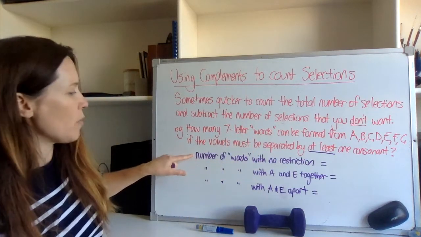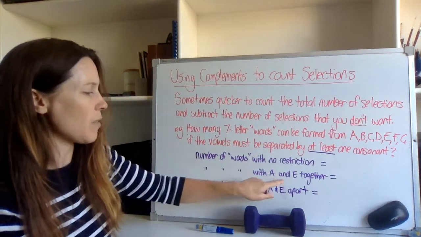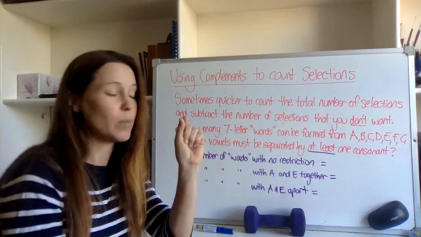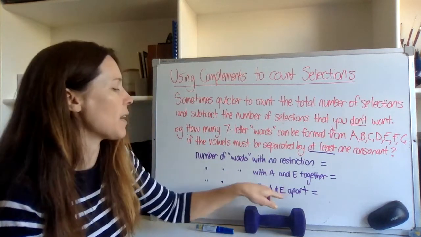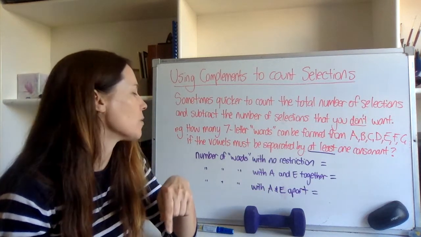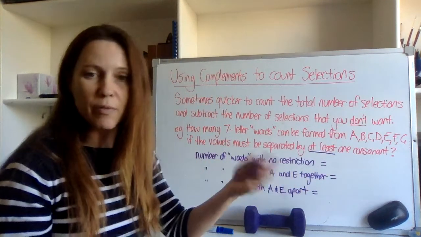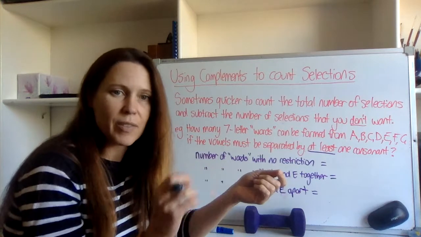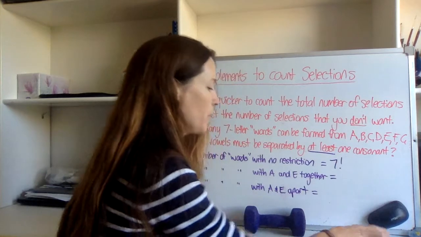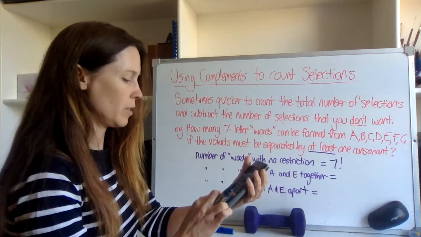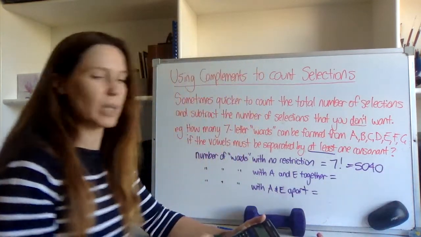So if we can find the number of words that have no restriction whatsoever, and then subtract the number of words that have the A and the E together, not separated by any consonants at all, then we should be left with the number of words that have A and E separated by at least 1 consonant. So the number of words with no restriction whatsoever, well, there's 7 possibilities for the first letter, 6 for the next, 5 for the next, so on and so on. So we're going to start with 7 factorial. Let's work things out as we go. So that gives us 5,040 possible words that we could make.